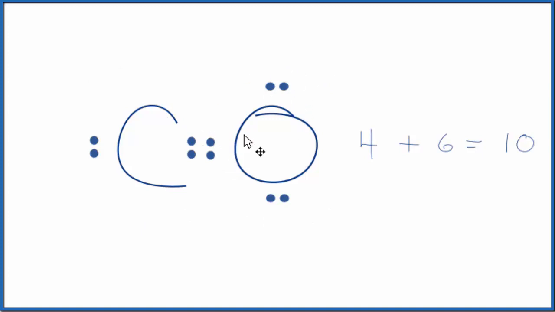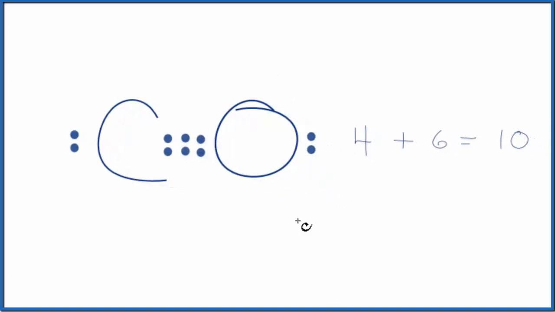Let's move 2 more of these electrons, create a triple bond. Then we'll move these up here. So in general chemistry, you end up with the octet on the carbon and on the oxygen. You've used all 10 valence electrons. It's a good Lewis structure.